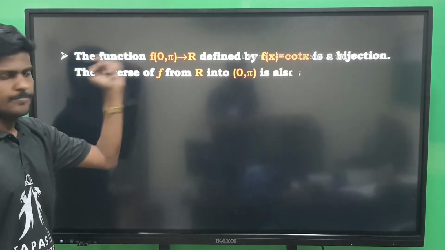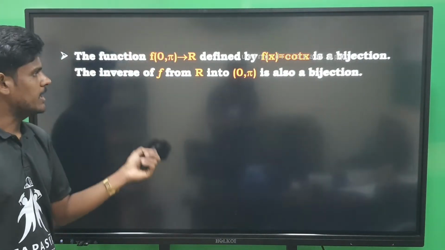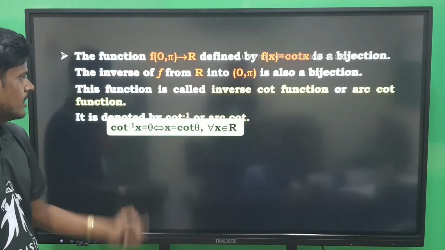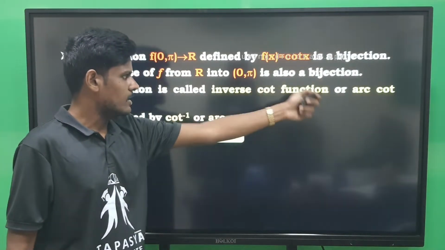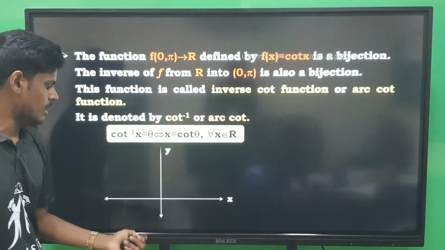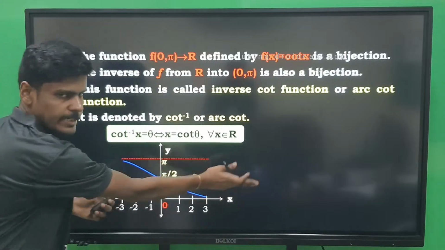So again, the principal value branch is 0 to pi, and the range is all real numbers. We take the opposite for cot inverse, and this is given by the inverse cot or arc cot function. Output is again an angle. The graph of cot inverse x is between 0 to pi, and it is a decreasing function.